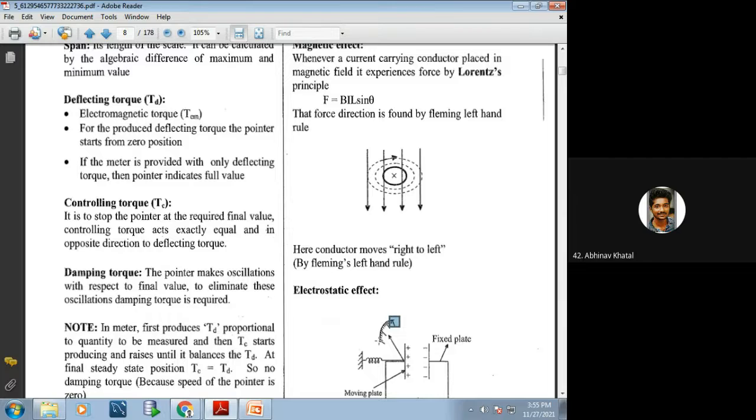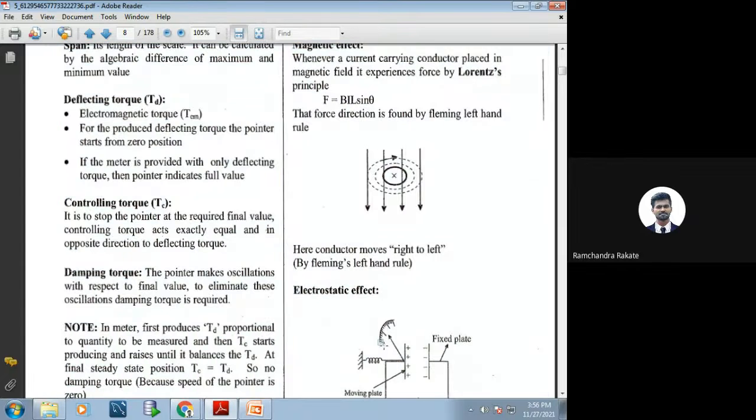Full scale deflection. What is the purpose of your pointer? To show the deflection, to show the measurement. With the deflection, we will come to know the measurement. To understand the basic calibrated scale is also a beautiful skill.